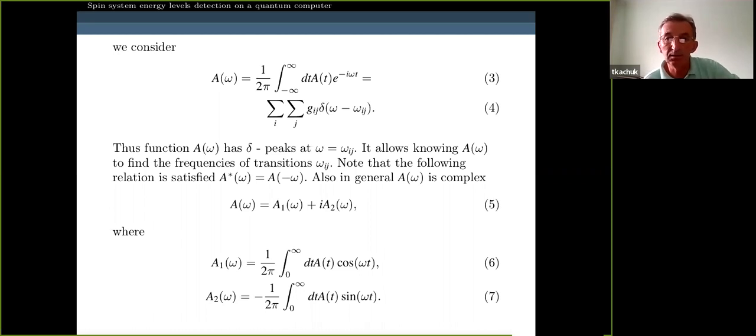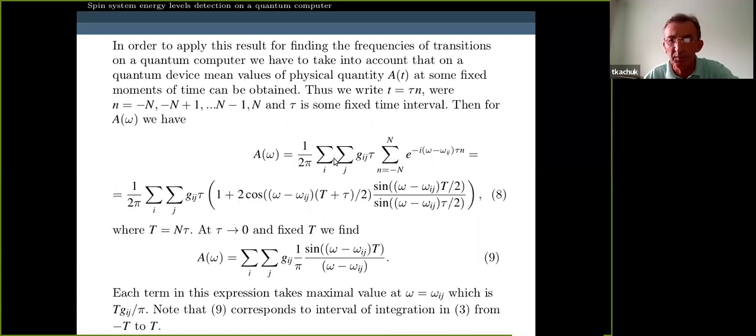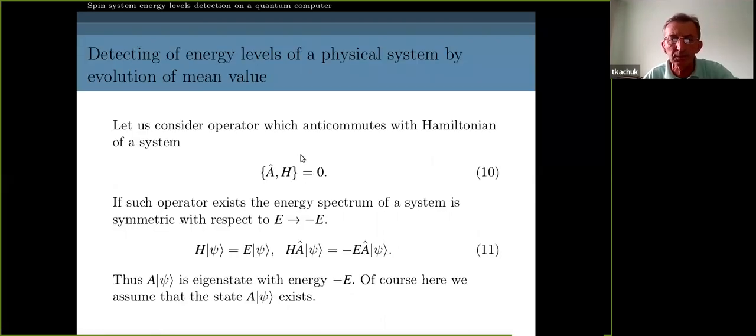Of course, it would be better to find the energy levels directly. How can we generalize this method to find not differences between energy levels, but exactly the energy levels? And the idea is the following. Let me omit this explanation. It's not very important, but what is important is just this slide.